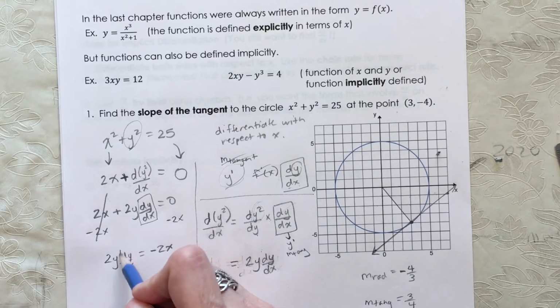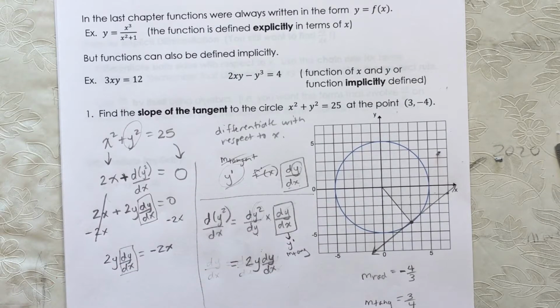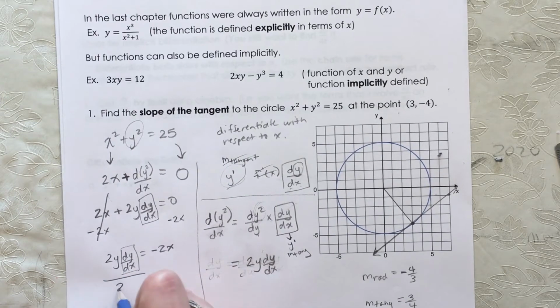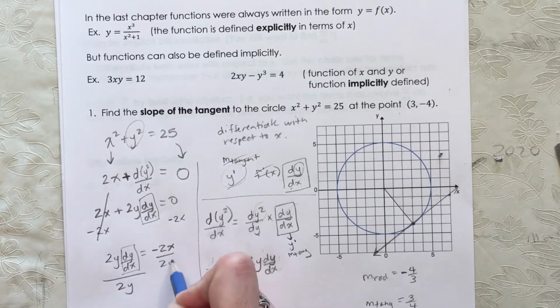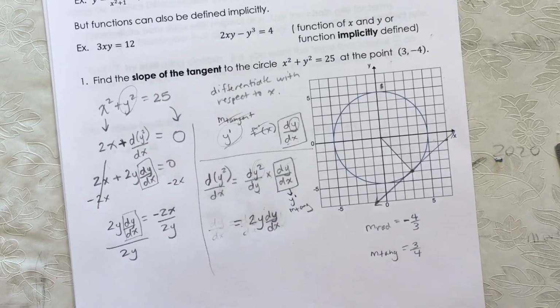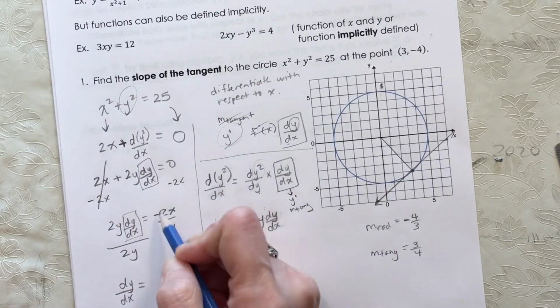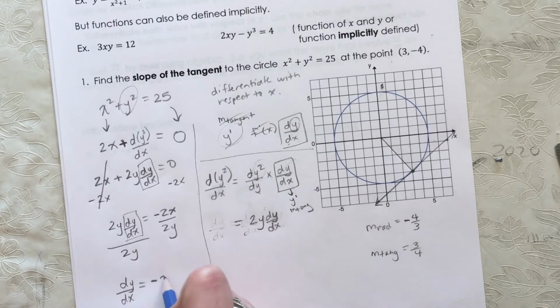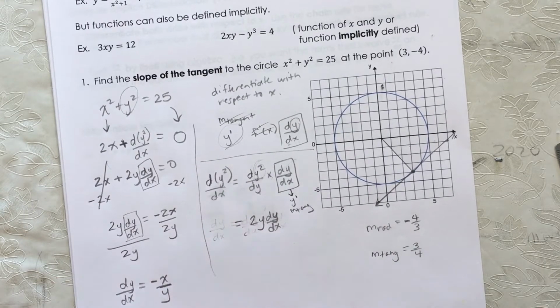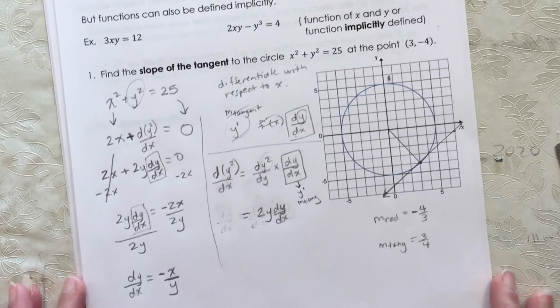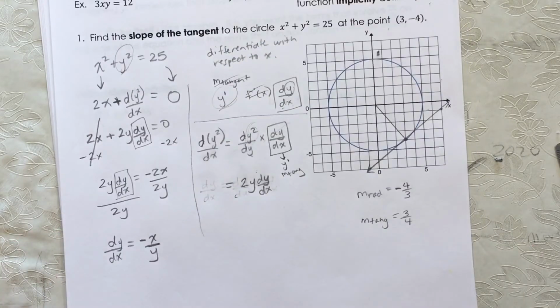And still, it's dy by dx, which is the slope of the tangent, or y prime. They all mean the same thing by itself. So we're going to divide both sides by 2y. And we get that dy by dx, the 2's divide out, ends up giving you negative x over y. Okay, so that is the slope of the tangent, y prime, dy by dx.